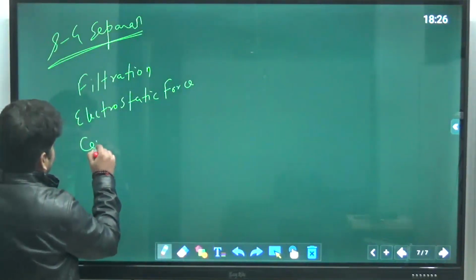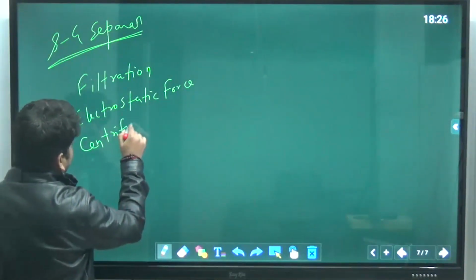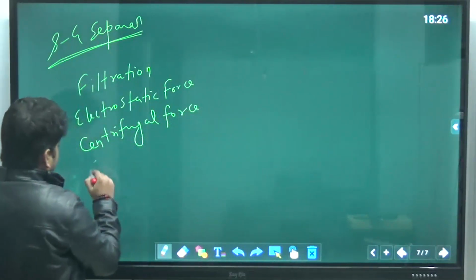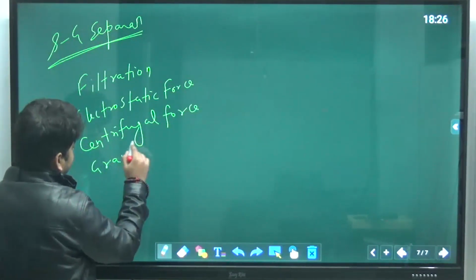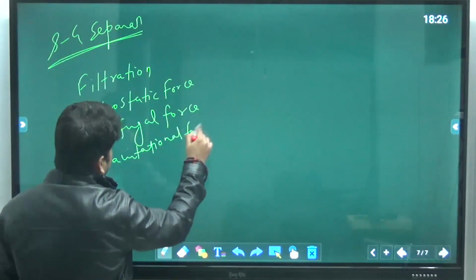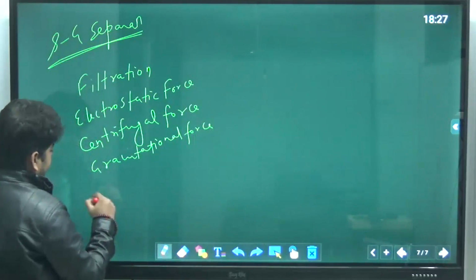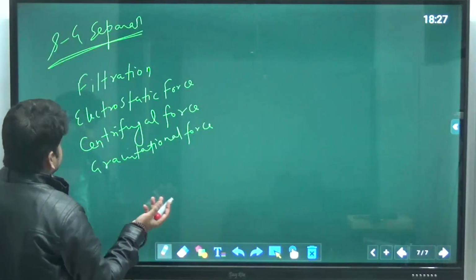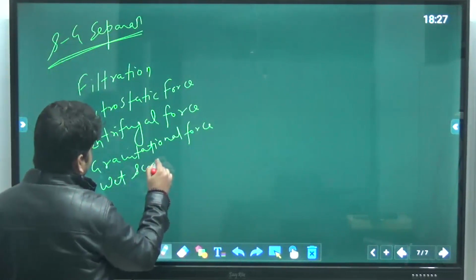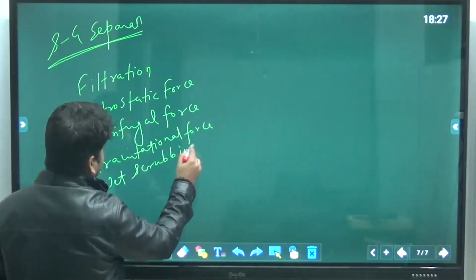Other than this, there is centrifugal force, which we use in the cyclone separator, the gravitational force, and wet scrubbing. Wet scrubbing is just like gas absorption, you can say.